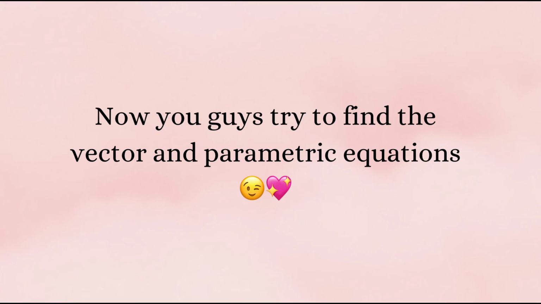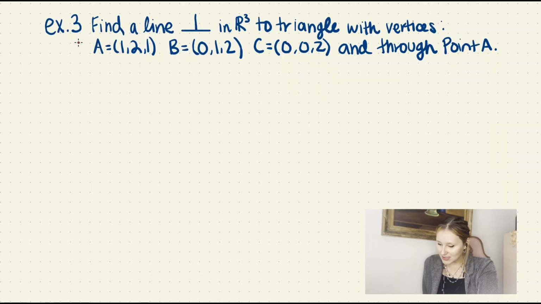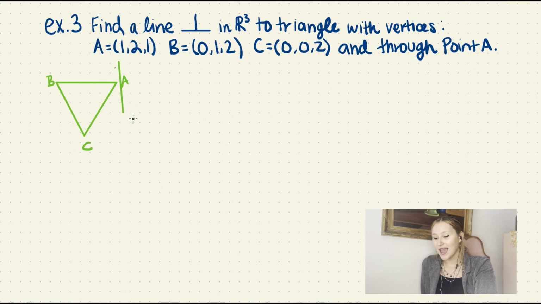Next example is going to be a little bit harder. They're just going to get harder. But we're already 2 down, so boom. Okay, example 3. Find a line perpendicular, that's the little symbol for perpendicular, in r cubed to the triangle with vertices A, B, and C that I wrote out here, and through point A.